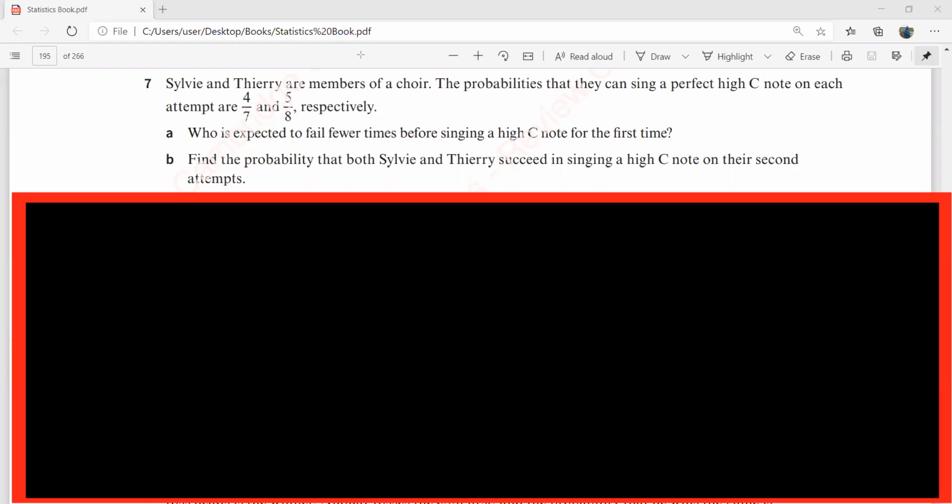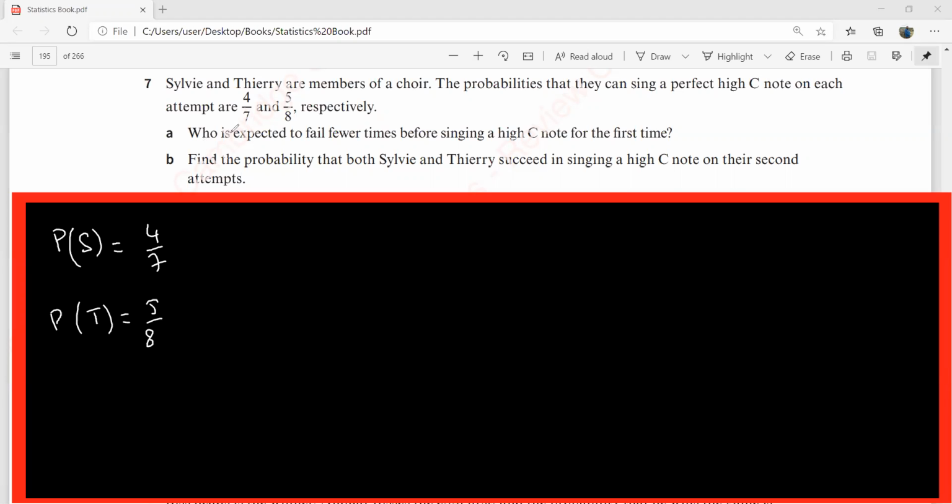Okay, so probability that this Sylvie, how do you pronounce this? Is such a difficult name. Both the names are very difficult for me to pronounce. Okay, this is 5 over 8.